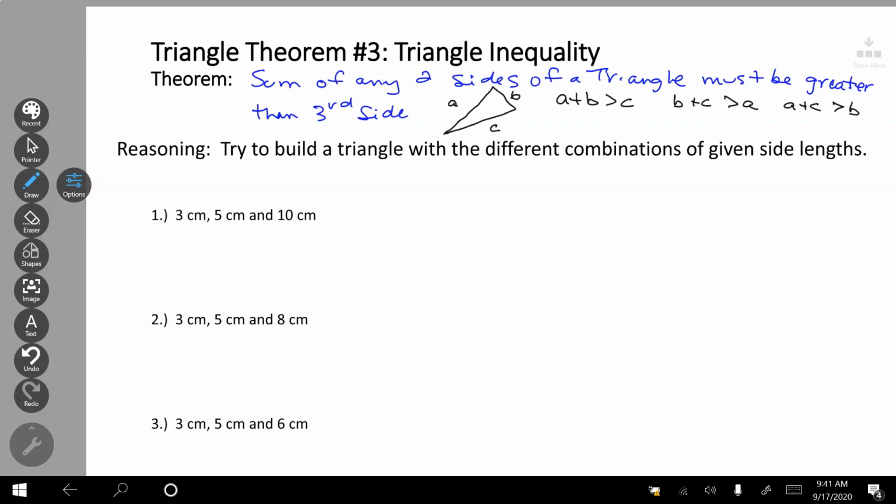So for an example, I have sides 3, 5, and 10. So let's say this bottom side is 10, this little side is 3, this other side is 5. Okay?